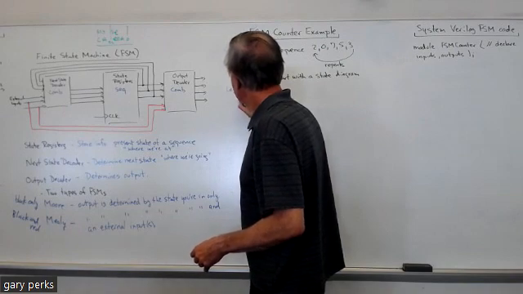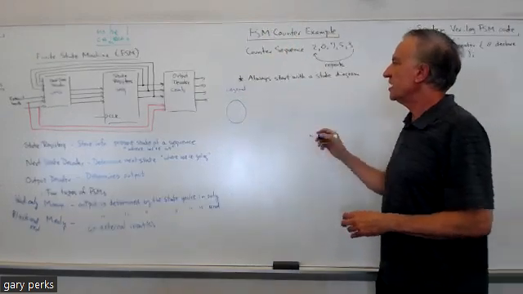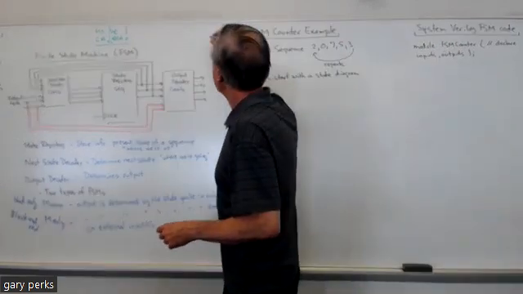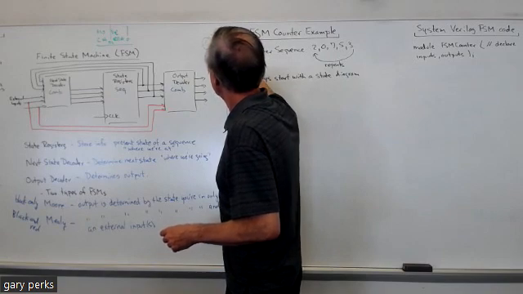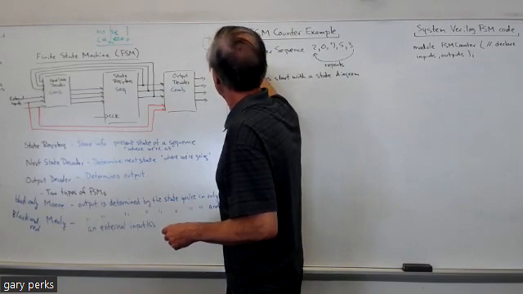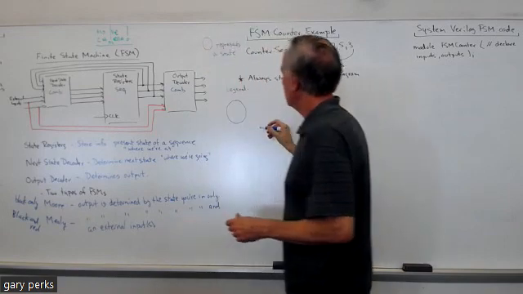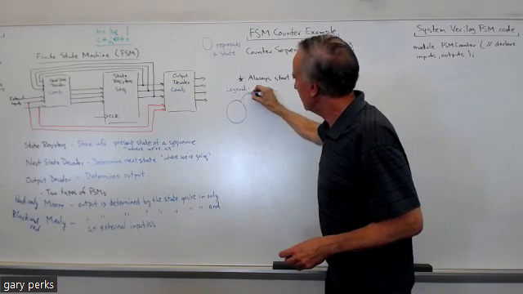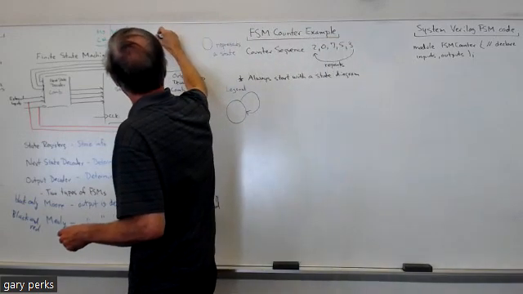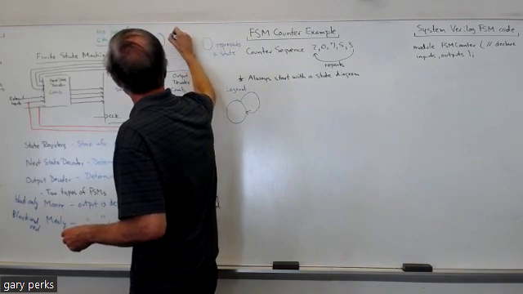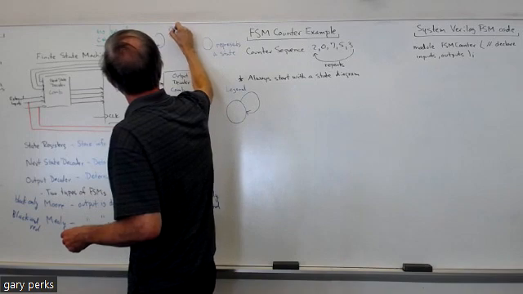And one of the symbols used in the state diagram is a circle. The circle represents a state. Okay, also you'll show an arrow like this. The arrow represents a clock transition.